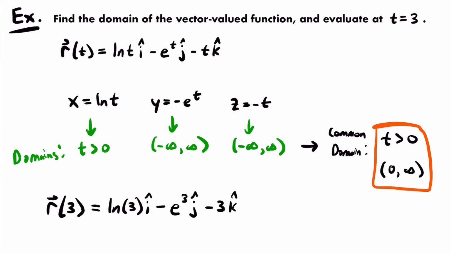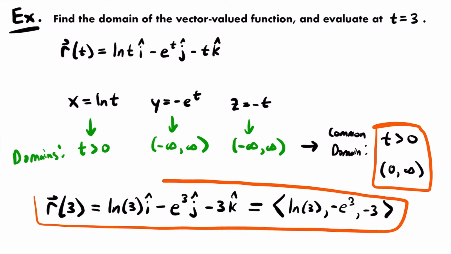If you want, you could use bracket notation for your vector, so you could also write it like this. You could have bracket, the natural log of 3, comma, negative e to the power of 3, comma, negative 3, and then the other bracket. Okay, so either way, both of those answers would be correct. You don't have to write both of them. I just gave you both options here so that you know both of them would be correct.